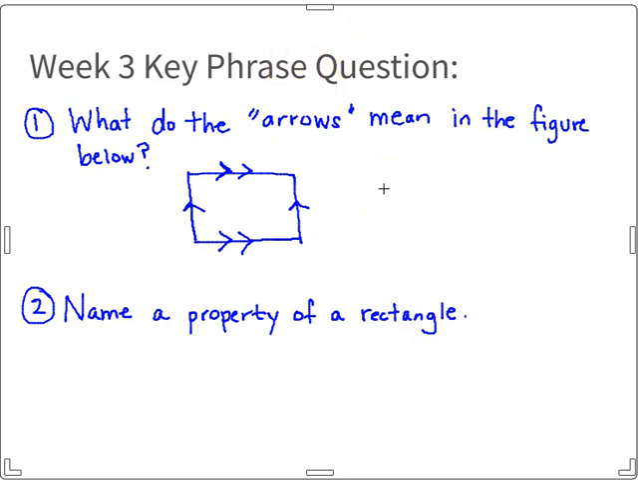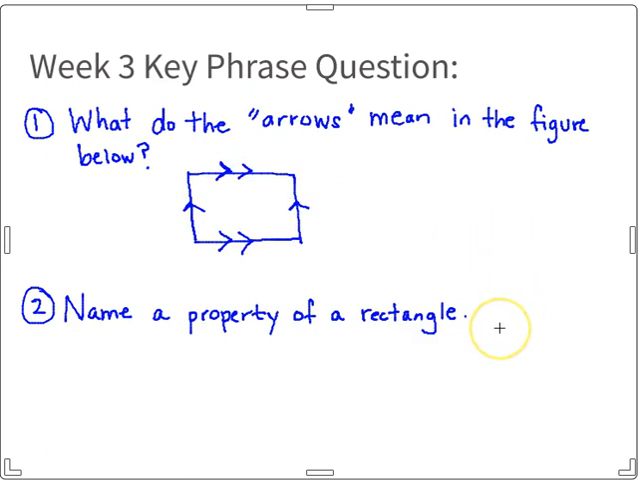But let's stop now and complete the key phrase assignment. So remember, this is how you get your credit for watching the recording and get your points. I've got 2 questions that I need for you to answer. The first one, I've got a figure, and I want you to tell me, what do the arrows mean in the figure below? What do those arrows tell you about those sides?